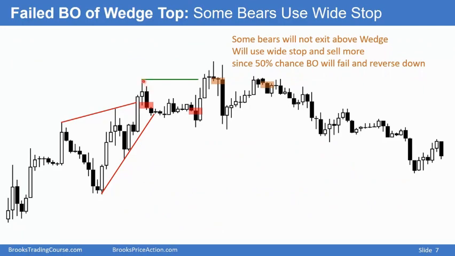Some bears know that the probability is 50% if the market gets above this high. It's a 50% chance of a rally, and therefore they're willing to take the chance. They do not exit. They'll use a wider stop. And a lot of them will sell more at this high, betting that the bull breakout will fail. They know there's a 50% chance the bull breakout will fail.